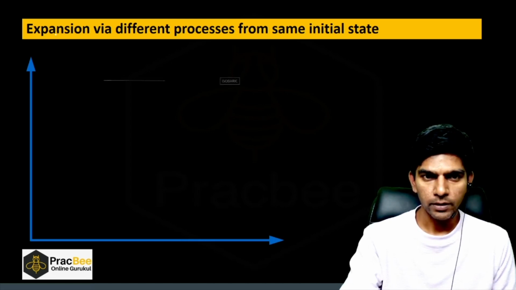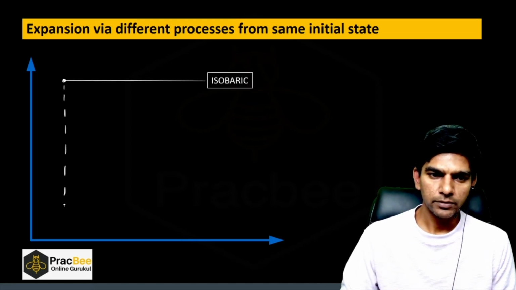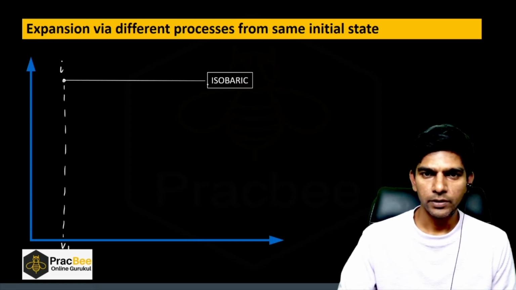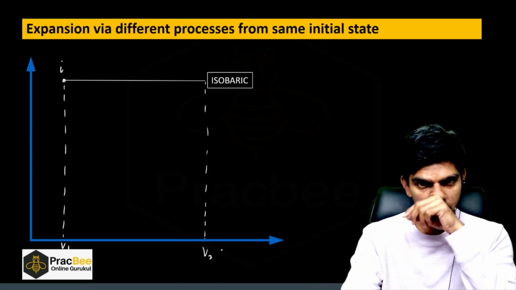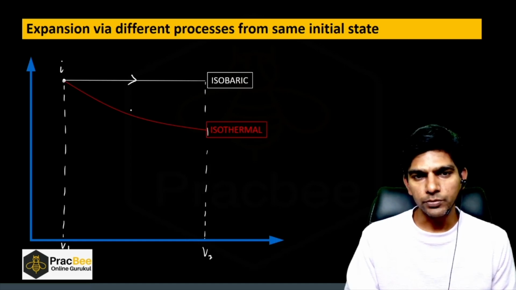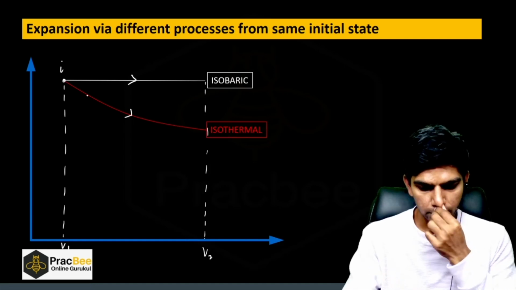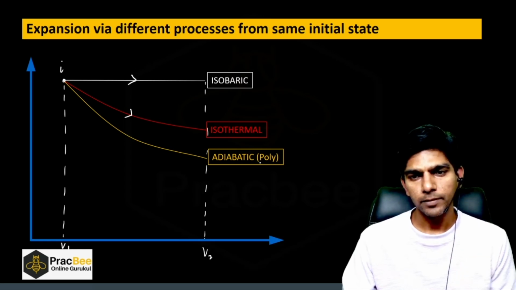Now, this is again a very important section where we will be expanding a gas from the same initial state by different processes. Suppose we have started from this particular state. This is the initial state, the initial volume is V1, and the final volume is V2. So we're expanding from V1 to V2. This is the isobaric process, so we are going in this direction. And this is the isothermal process, isothermal expansion.